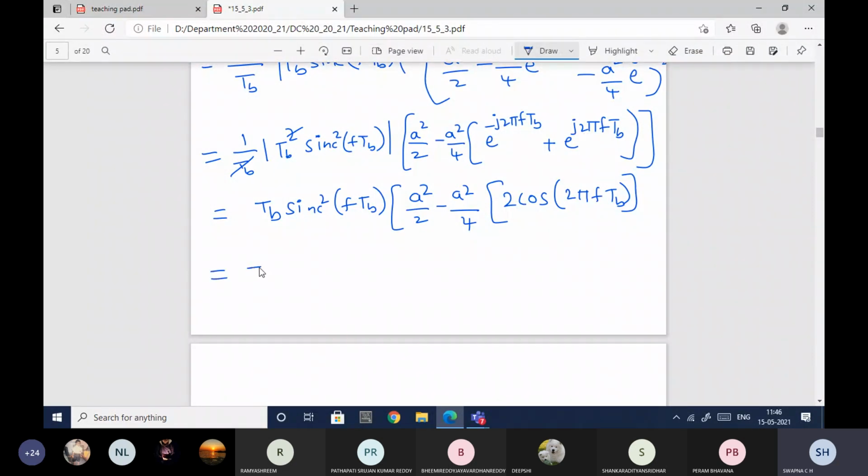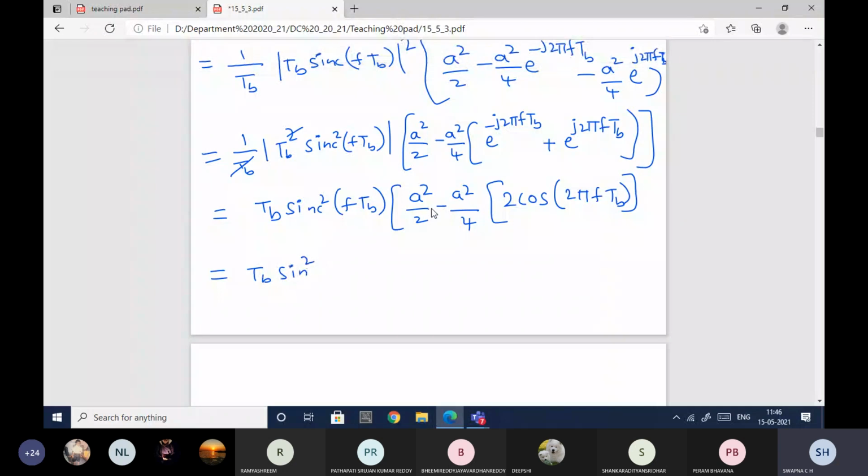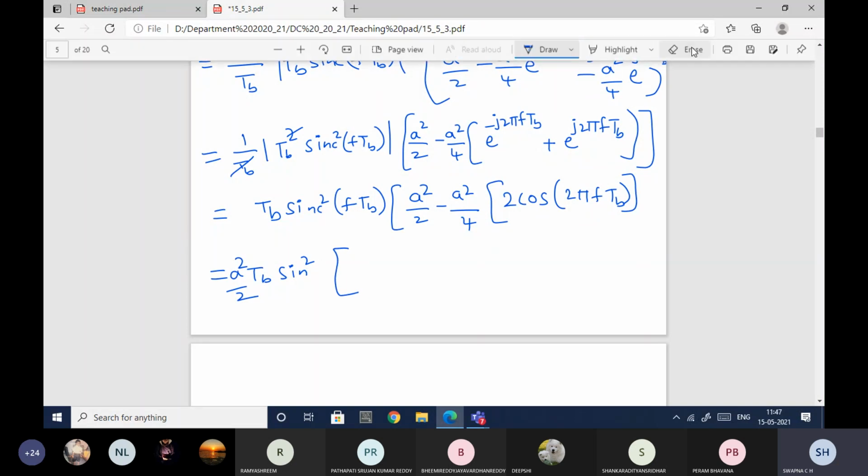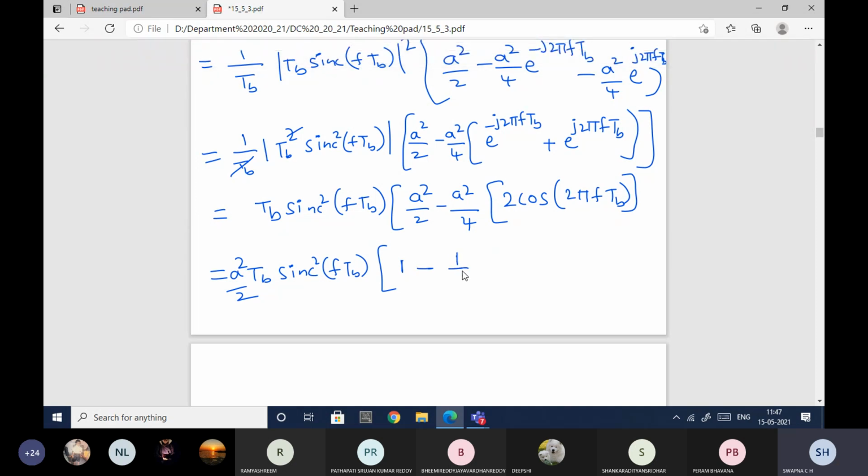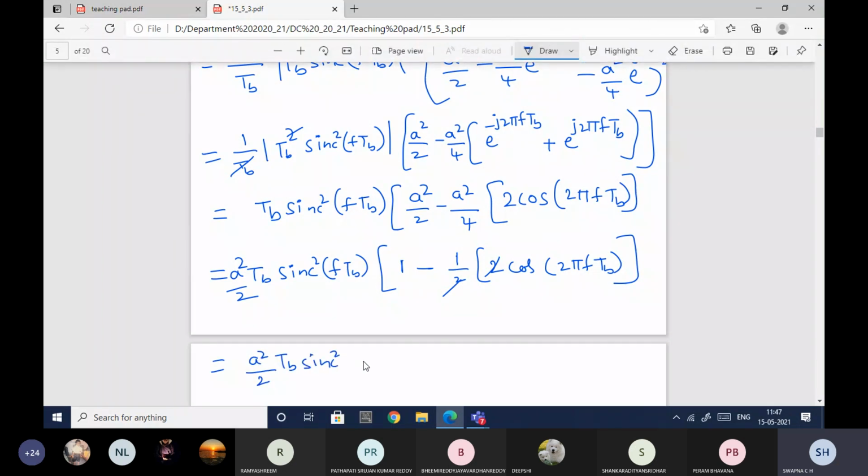So this will be equal to Tb sinc squared. I'll take A squared by 2 common. So A squared by 2 sinc squared f Tb into A squared by 2 I've taken common, so I'll be left with 1 here, minus 1 by 2 will be there, 2 cos 2 pi f Tb. So this 2 will get cancelled, so this is equal to A squared by 2 Tb sinc squared f Tb.